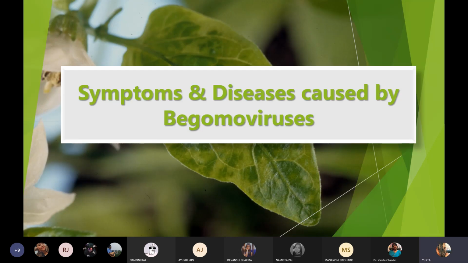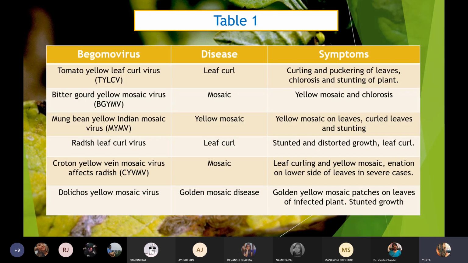Symptoms and the diseases caused by begomoviruses in India, I'll be mentioning that. So table number 1 includes the tomato yellow leaf curl virus, which causes the disease leaf curl. And the symptoms can be seen as curling and puckering of leaves, chlorosis, and stunting of the plant. Next is bitter gourd yellow mosaic virus, which causes the disease mosaic, and the symptoms are yellow mosaic and chlorosis.